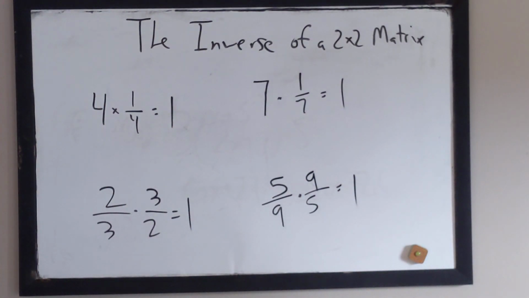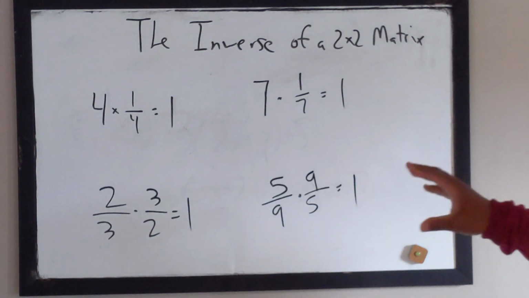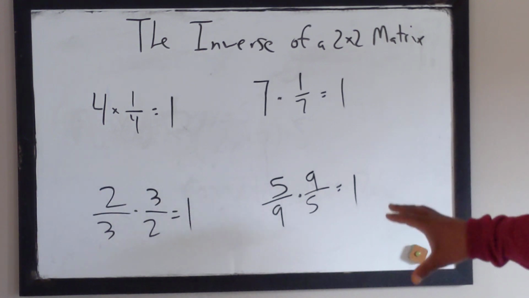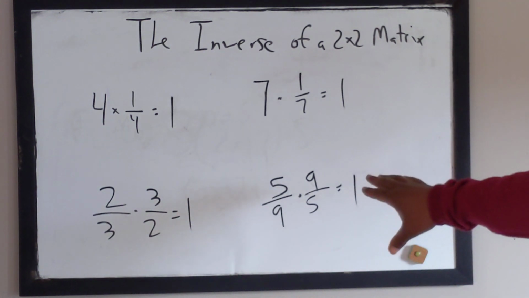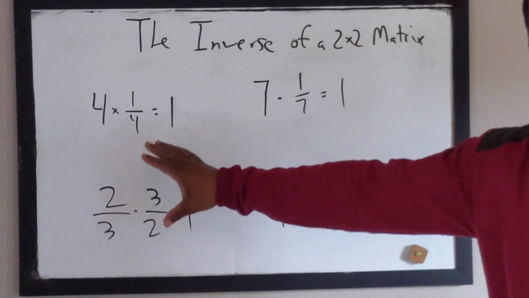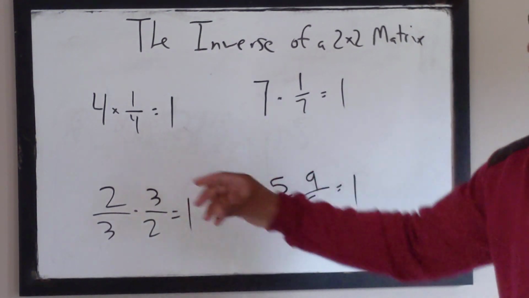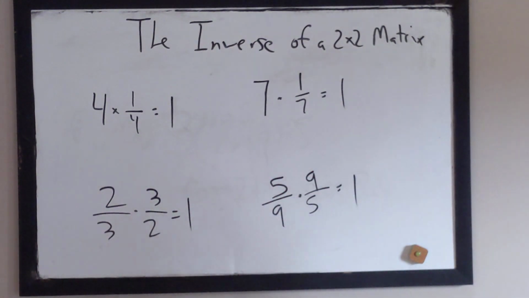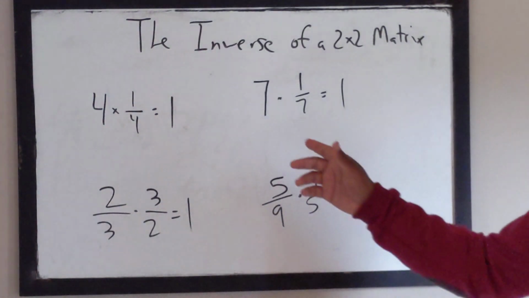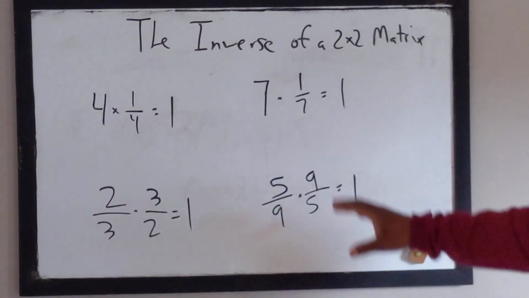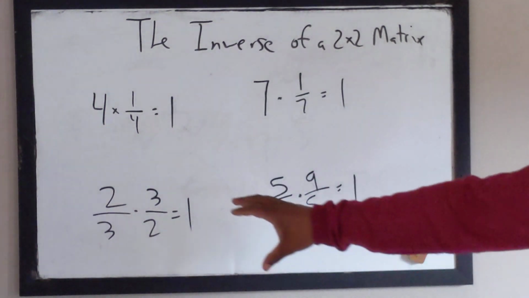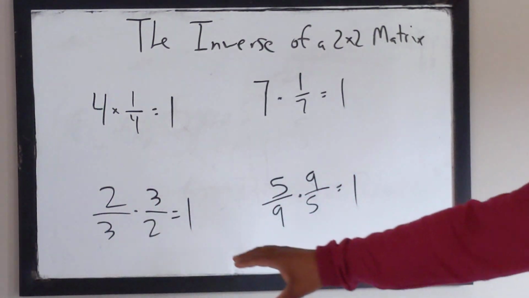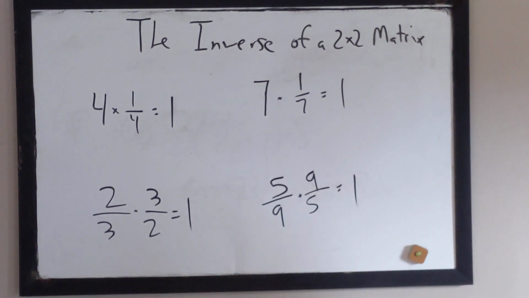Okay, so we've all seen this before, all right? Before we can go forward, we have to go back and really know that we have seen these types of problems before. These are inverses of each other. 4 times 1/4, they're inverses. We talked about reciprocals. You've heard that word before. 7 times 1/7, they're inverses. 2/3 times 3/2 equals 1. Those are inverses, and also 5/9 times 9/5.